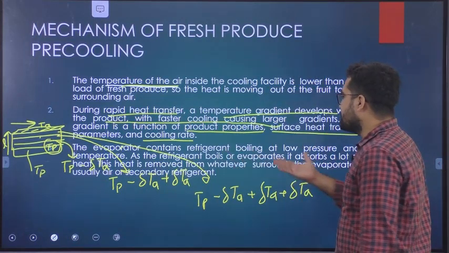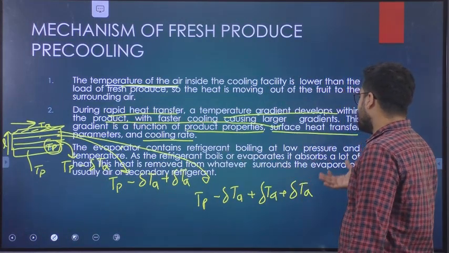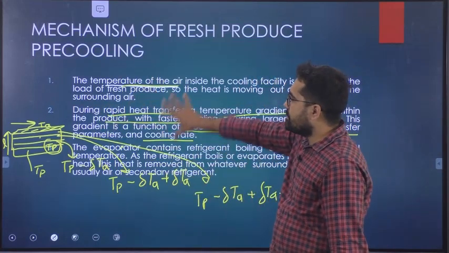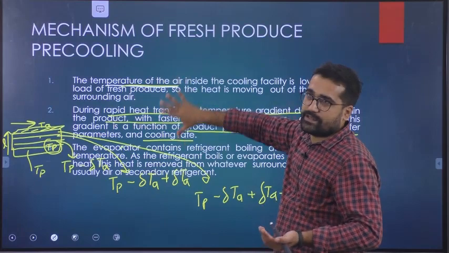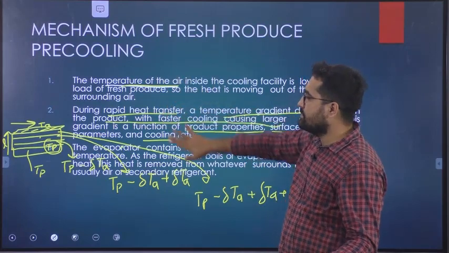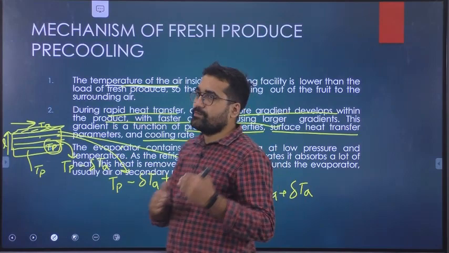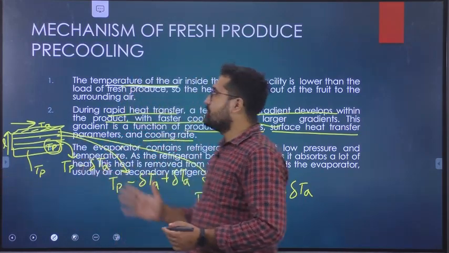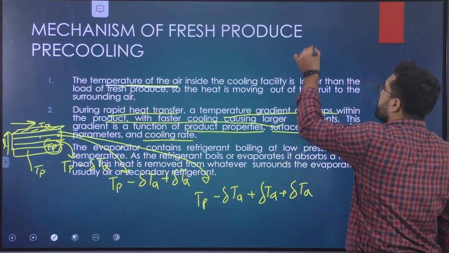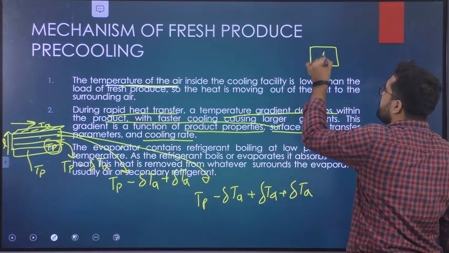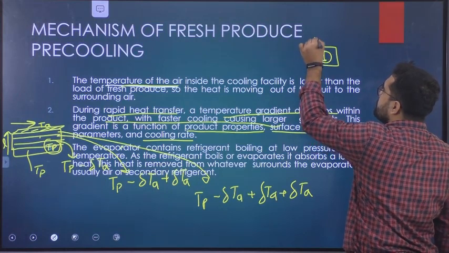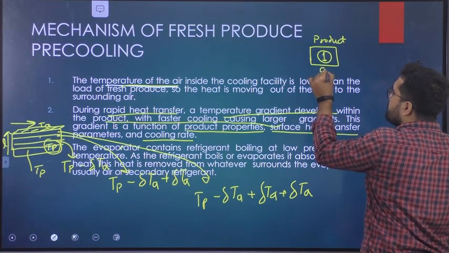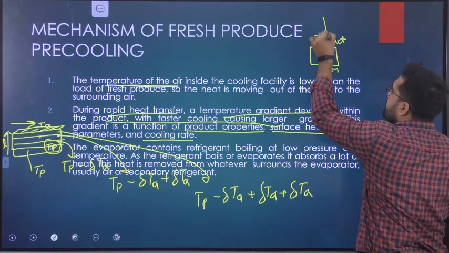So next point: the evaporator contains refrigerant boiling at a low pressure and temperature. Now, the heat transfer between the product and our water or air is done. Now we are talking about the heat transfer between the air and the refrigerant. There are two units. The first unit is the one in which we are putting our produce and we are supplying air.